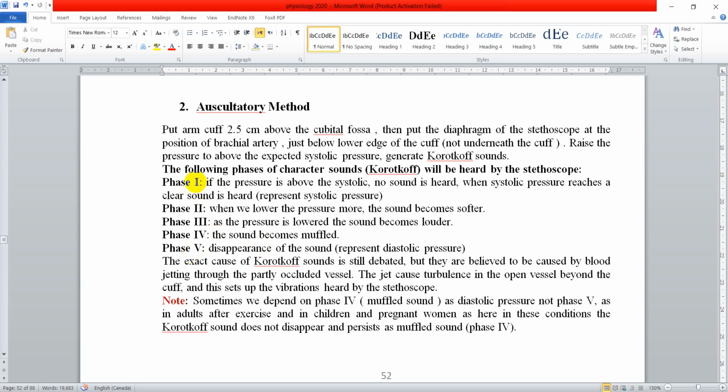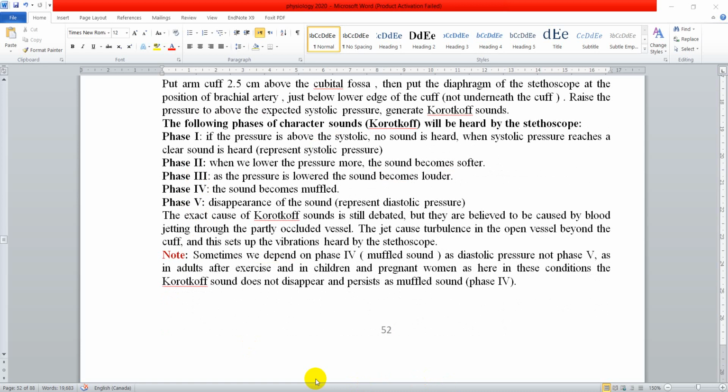In phase 1 the sound disappears completely, and the pressure on the cuff is at its highest. In phase 2 the pressure is lower but the sound is louder; let's say after it reaches loud it becomes softer, meaning it is the beginning of the flow of blood. In phase 3 the sound is louder, and the pressure is lowered further. The muffled sound we noticed in phase 4, sorry, and in phase 5 there is no sound completely, and it is regarded as the diastolic blood pressure.